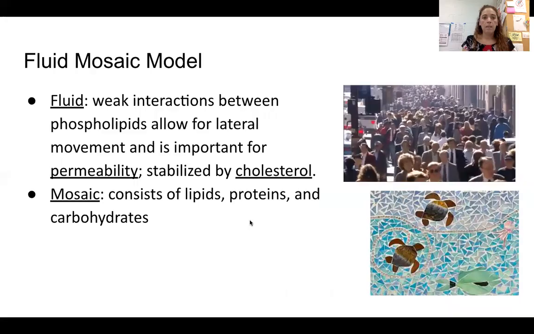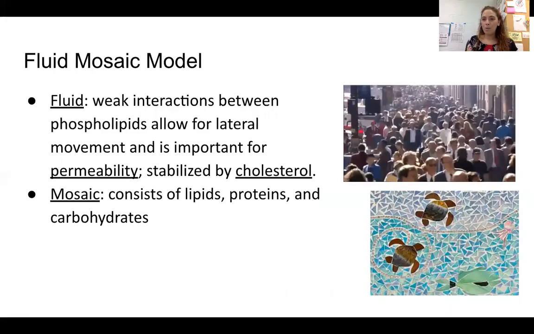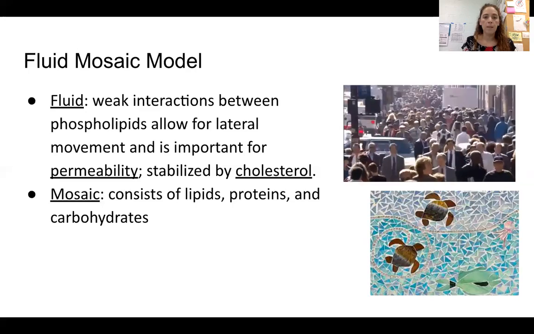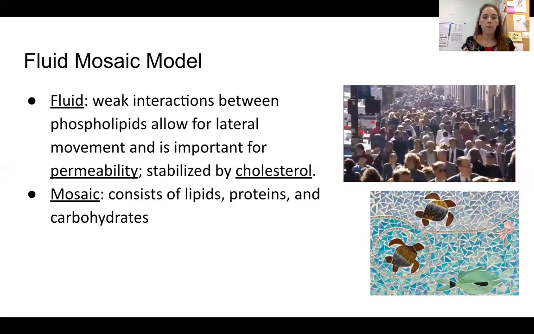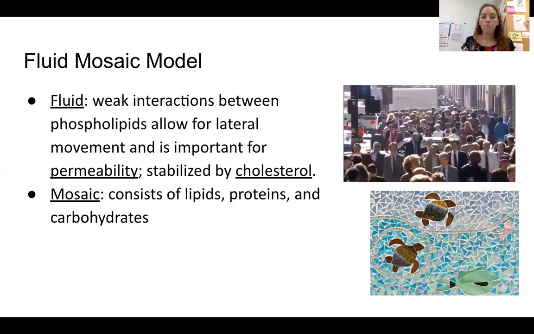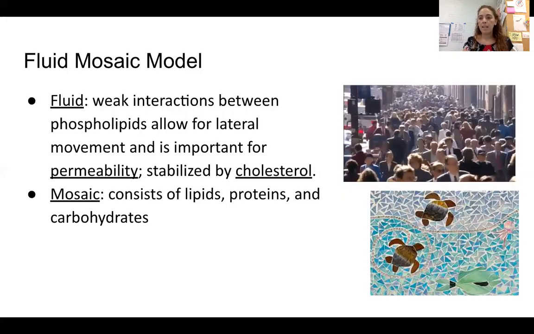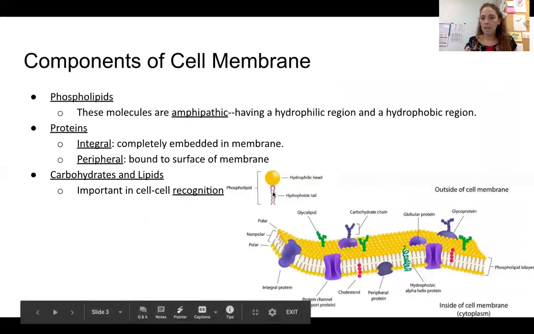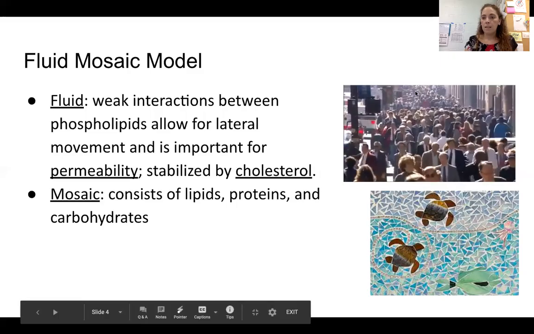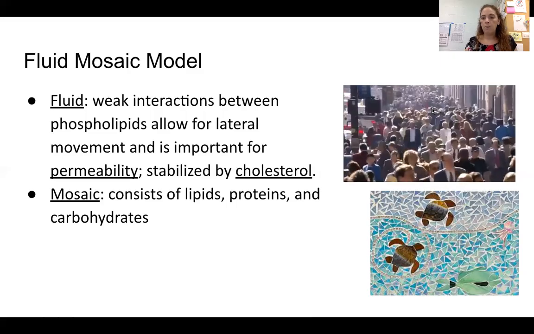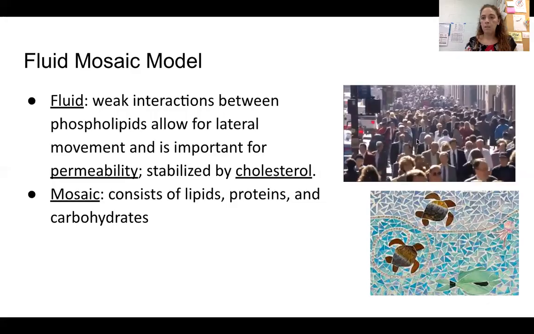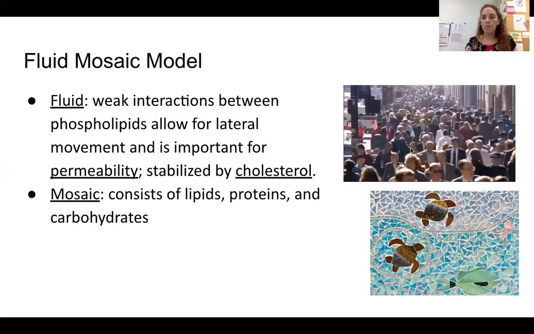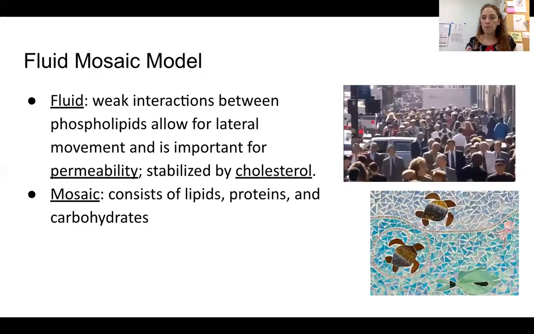Our cell membrane is often described as being a fluid mosaic model. The fluid portion refers to the weak interactions between the phospholipids that allow for lateral movement, and that's important for the permeability. I like to think of all my little phospholipids. I mean, they even kind of look like people with a head and two legs. In this image, we can see a crowd of people. It looks like one solid crowd, but all the little heads are shifting around. And that's important for permeability, letting things pass through.